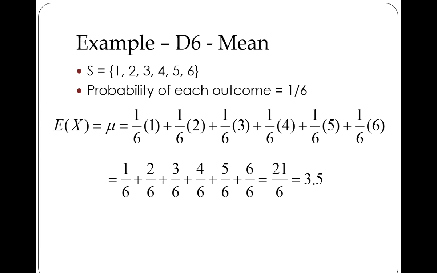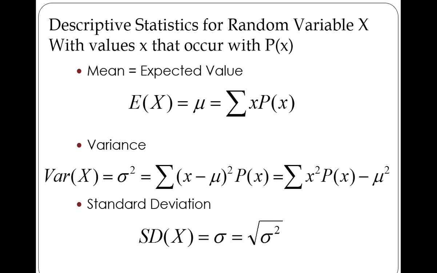Here's an example for a six-sided die, or a D6. Remember the sample space: you can get a 1, 2, 3, 4, 5, or 6, and the probability of each outcome is 1 over 6. The expected value is the value times the probability of that value, and then you add those all up.